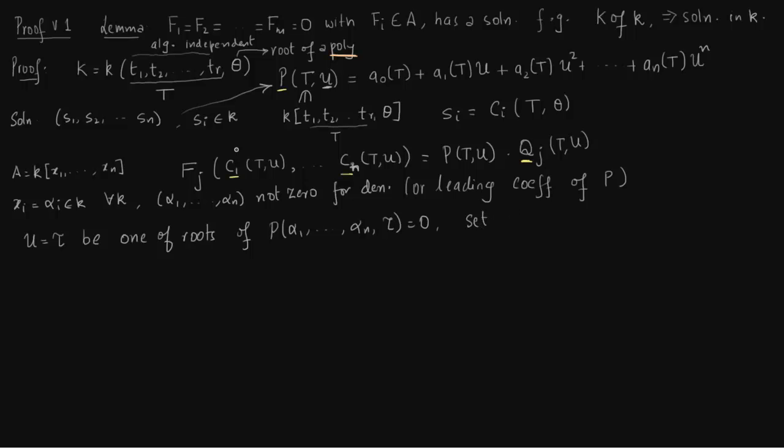Just set this Ci or Cj with alpha 1, alpha 2, alpha 3 all the way to alpha n, and then tau, and then you put tau as lambda j for all j, or lambda i for all i. Now notice that this lambda now lies in the smaller field K.